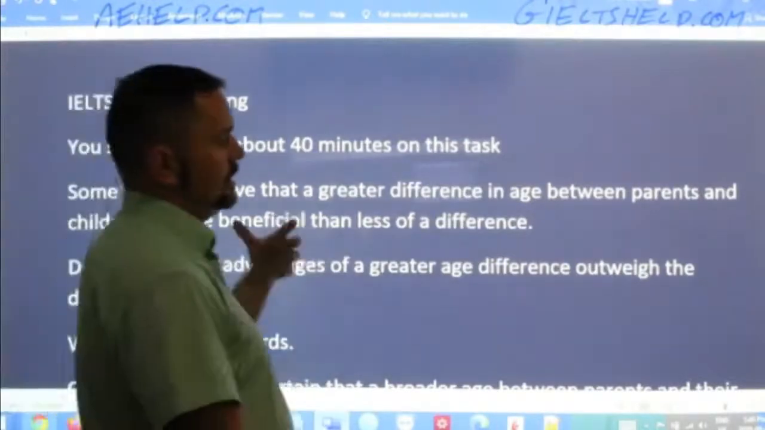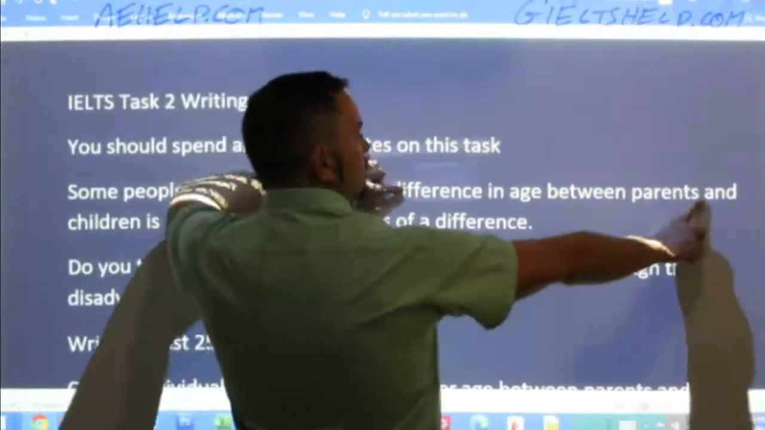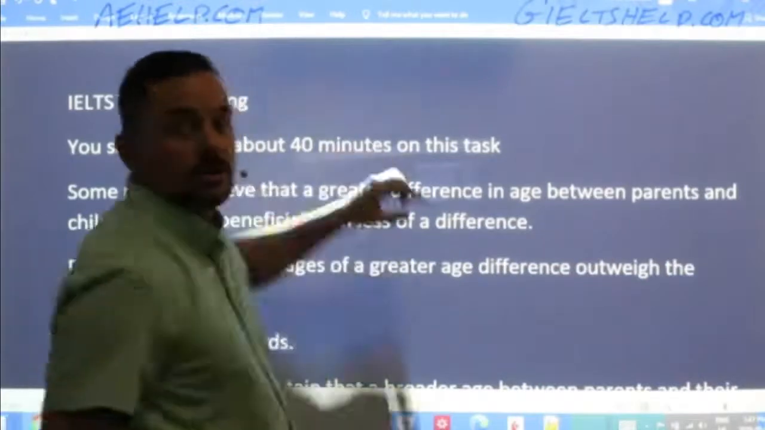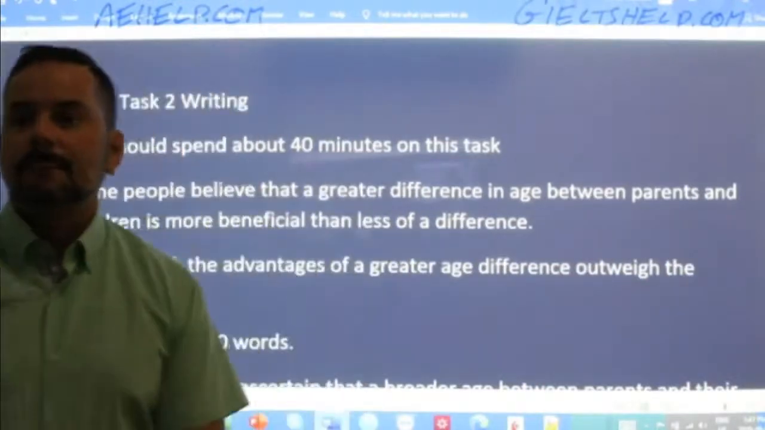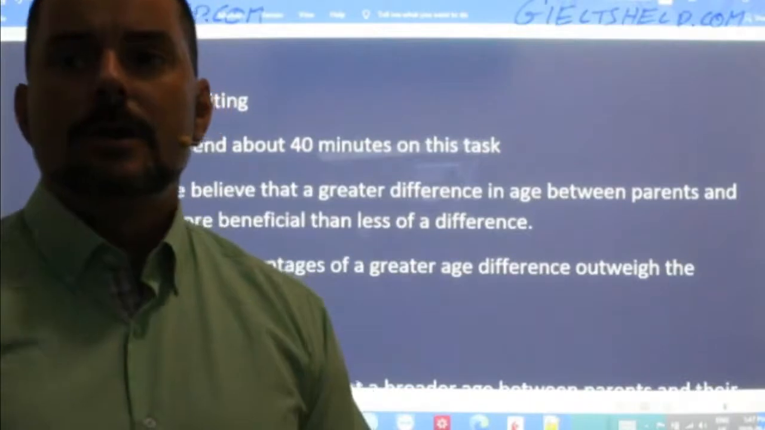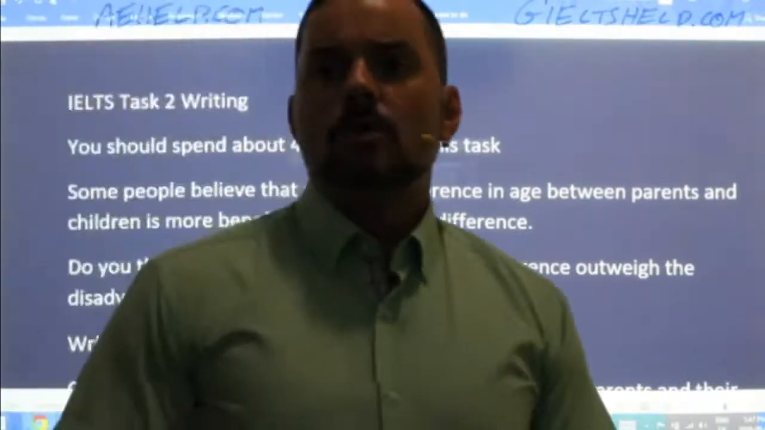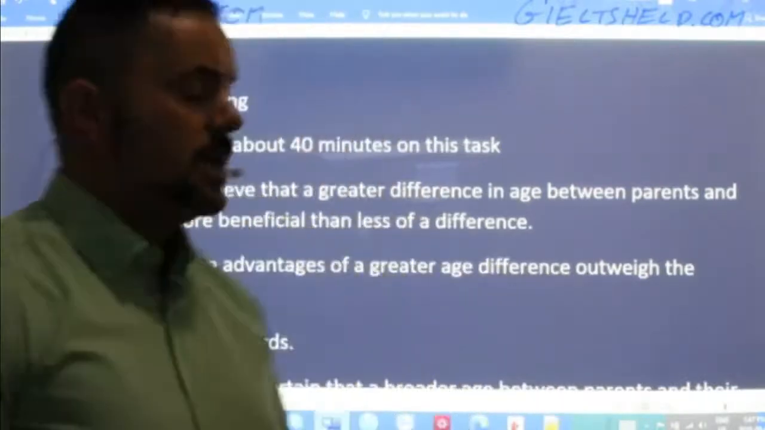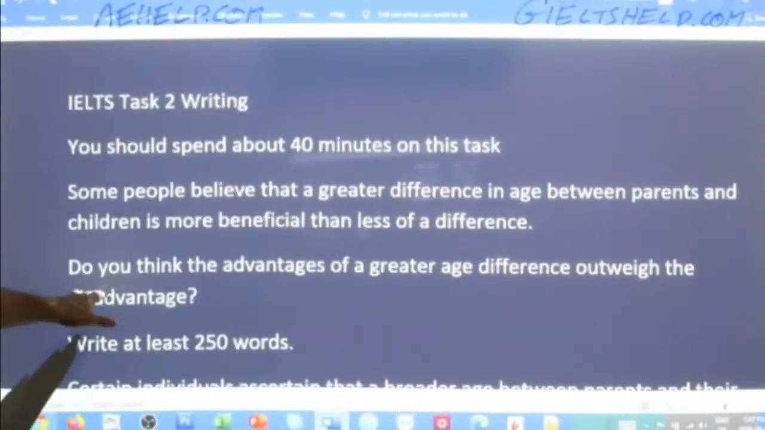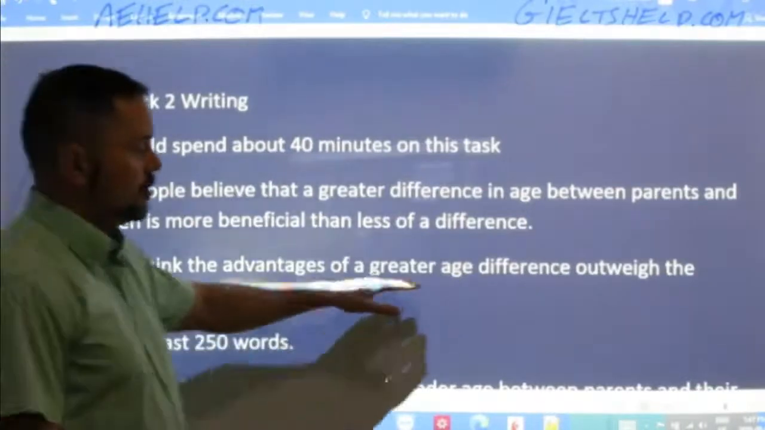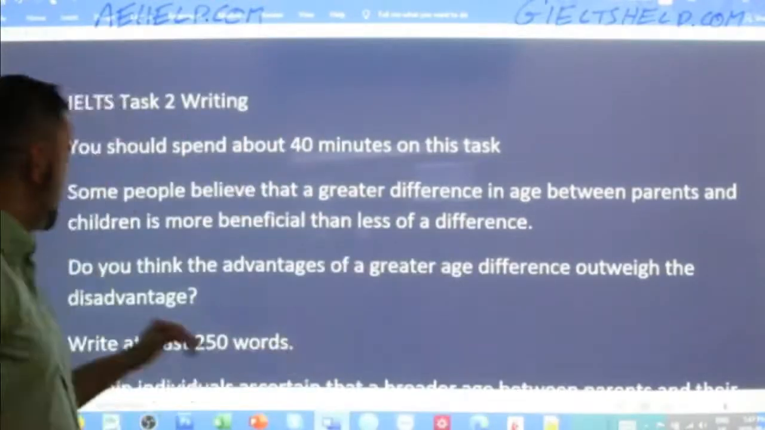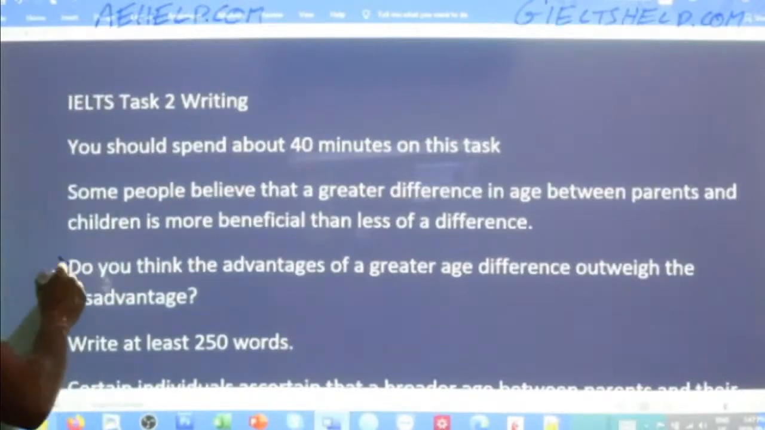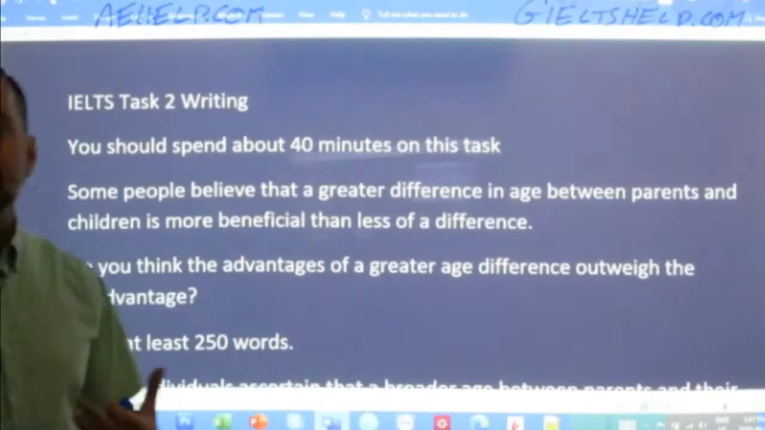When you're thinking about the topic and the controlling idea, you should always look at the question. Topic, I said parents' age, but you could see the topic here: difference in age between parents and children. That would be the topic as well. Okay. Yeah, so Janil says more difference is more beneficial or less, right? So the controlling idea comes from here. Do you think the advantages of a greater age difference outweigh the disadvantage? So this really is your controlling idea, this full sentence, but of course try to simplify that.